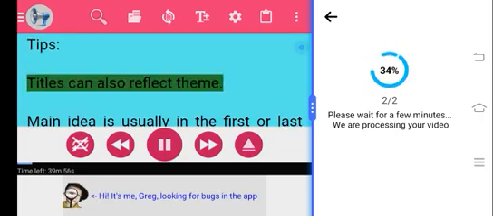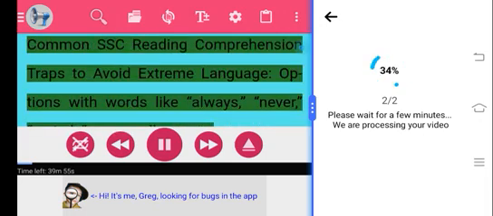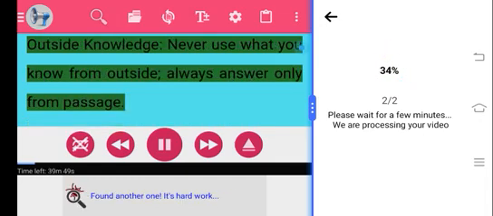Tips: titles can also reflect theme. Main idea is usually in the first or last paragraph. Common SSC reading comprehension traps: avoid extreme language. Options with words like always, never, entirely are usually wrong.